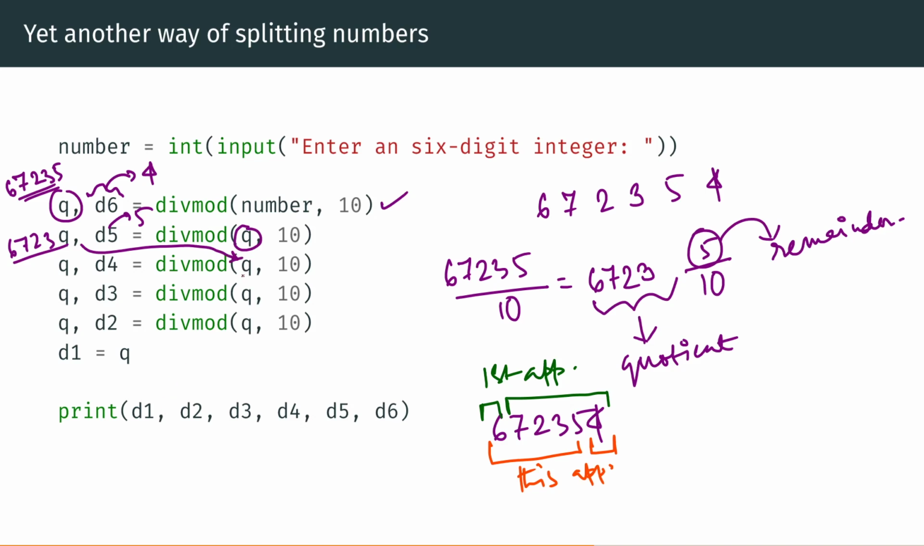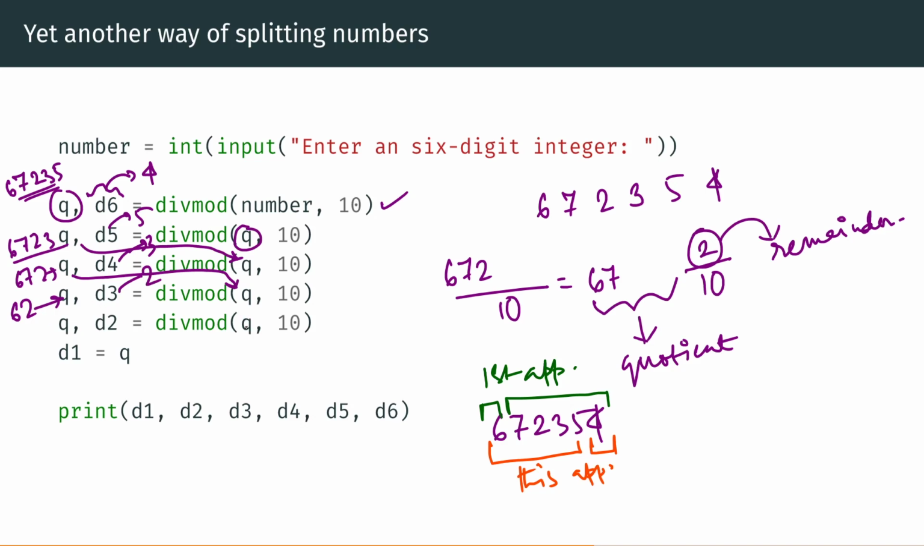So again 6 7 2 3 over 10, which will give you 672 and then 3 over 10. So 672 is the quotient, and d4 is 3. Now the quotient again goes to this statement right here. Same thing as before: 672 over 10, which will give you 67 and then 2 over 10. So this would be 67 and this would be 2.